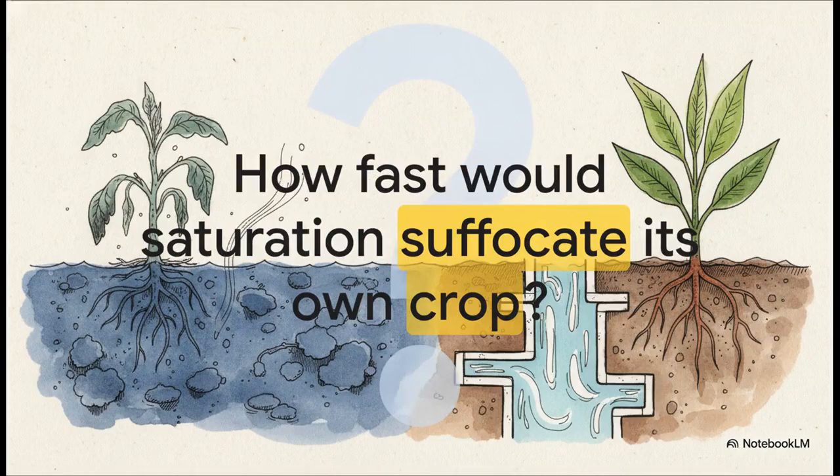So, based on everything we've covered, it leaves us with a final, provocative thought to ponder. Given the strict physics governing hydraulic conductivity and oxygen flow, without managing the exact mechanics of water drainage, how fast would a saturated environment turn totally toxic and suffocate its own plants? The science clearly shows that managing flow isn't just about moving water around. It is absolutely about engineering the very survival of the ecosystem.